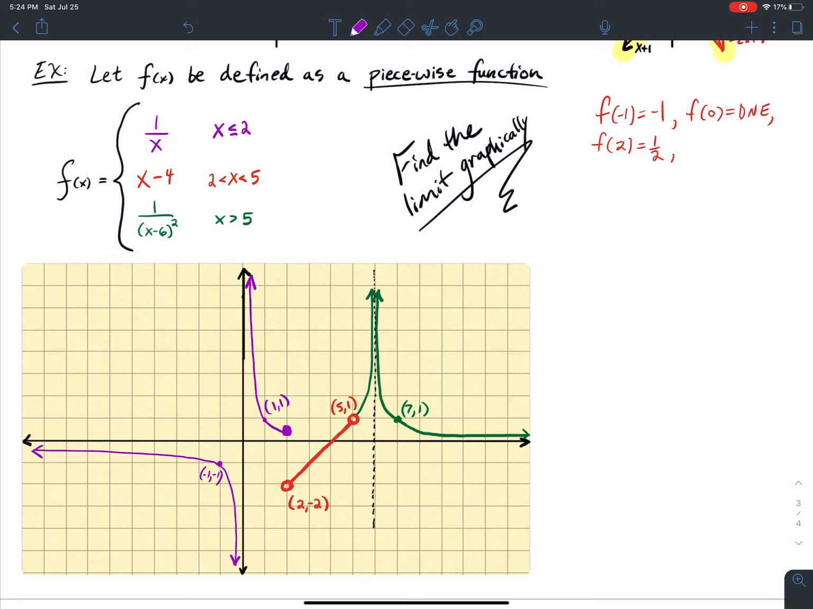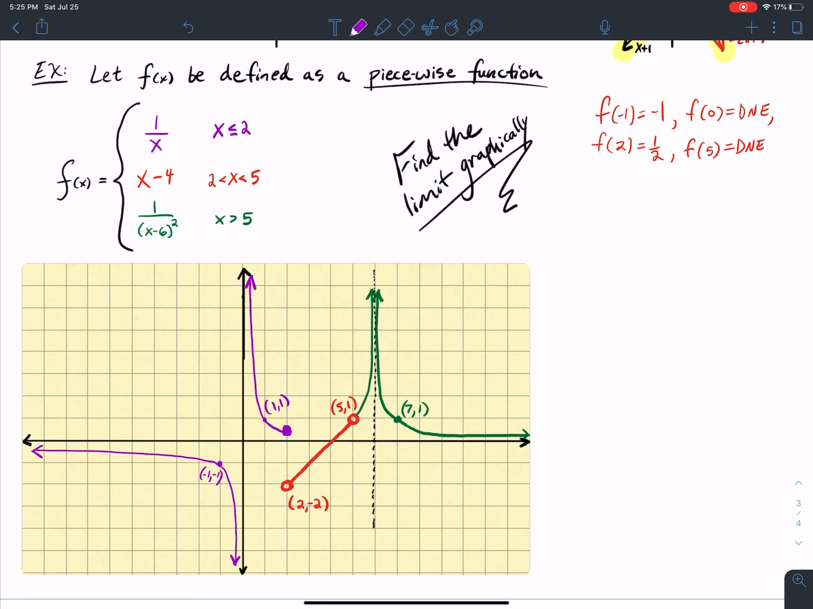The next value is 2. Well, where does 2 go? 2 goes here. It's the only one that's less than or equal to. This one is strictly greater than 2, so 2 is not greater than 2, so it's still the first one. So I have 1 divided by 2. I plug a 2 in for x, I get 1 divided by 2. And so that gets me the half that I have there. Okay.